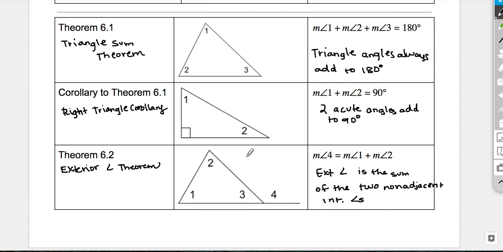So here's the reason that this one works. We know that the triangle sum is 180. So the measure of angle 1 plus the measure of angle 2 plus the measure of angle 3 is going to be 180. We know that linear pairs add up to 180. So the measure of angle 3 and the measure of angle 4 add to 180. So since these both equal 180, I can set them equal to each other.